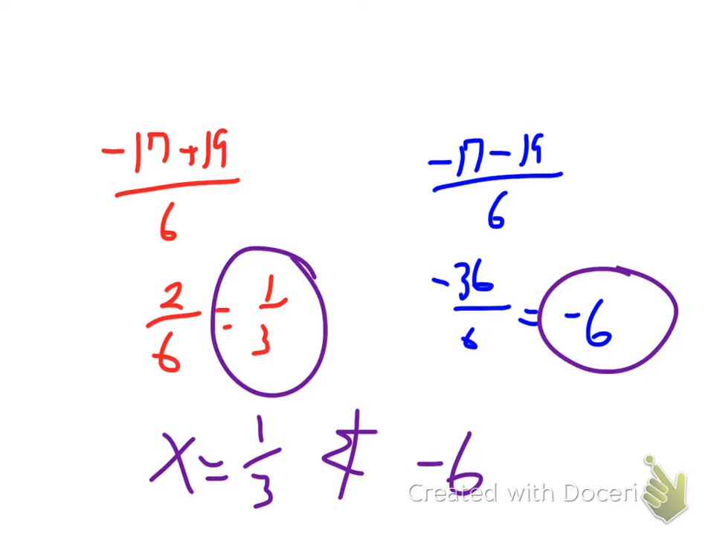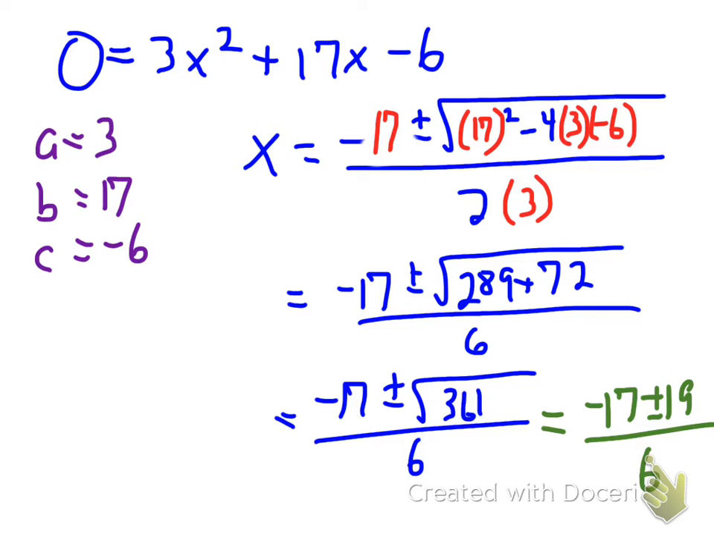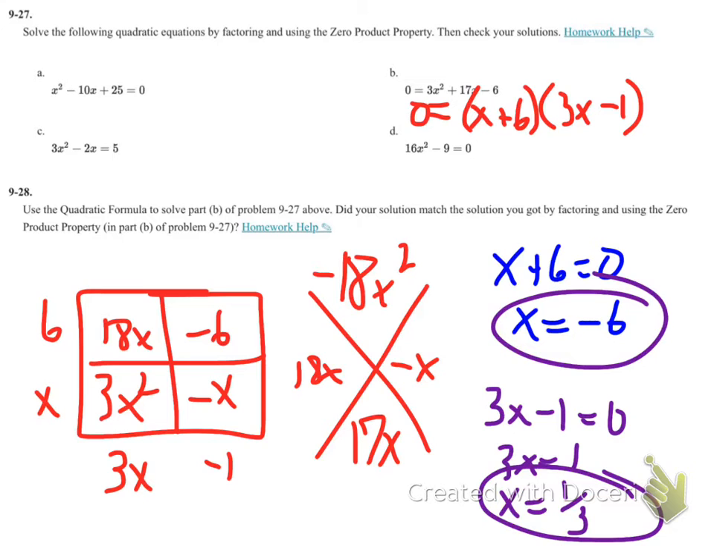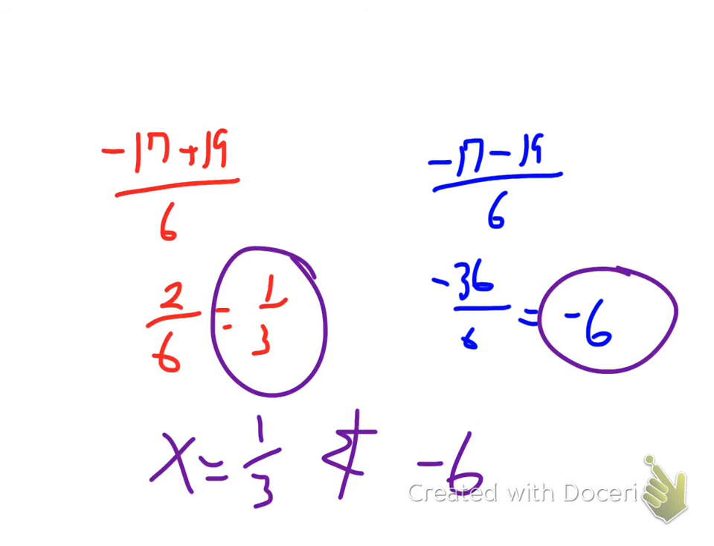Looking back to what we had for our original solutions, negative 6 and 1/3, they match. And there we are.